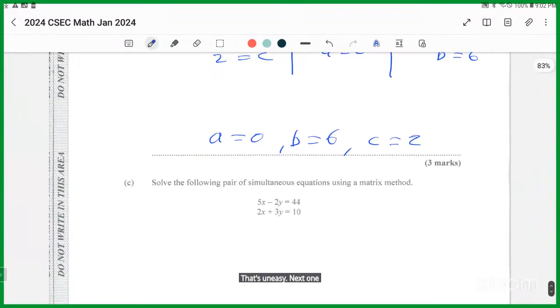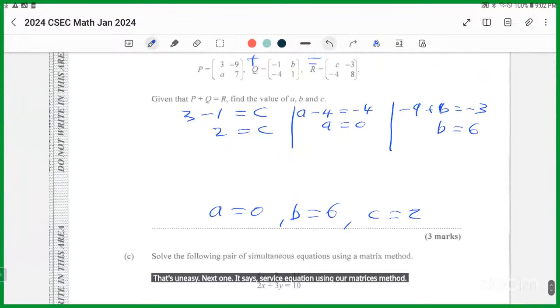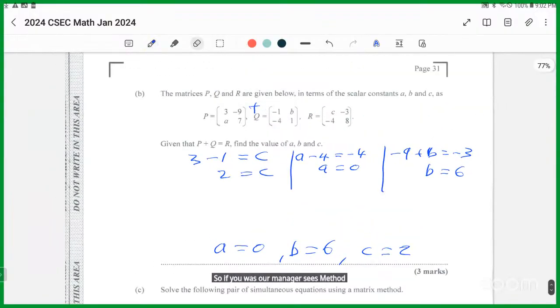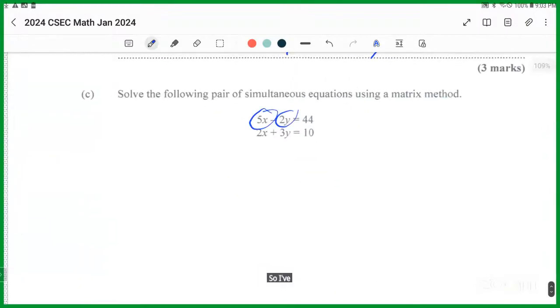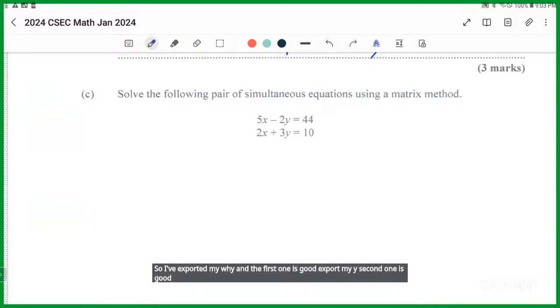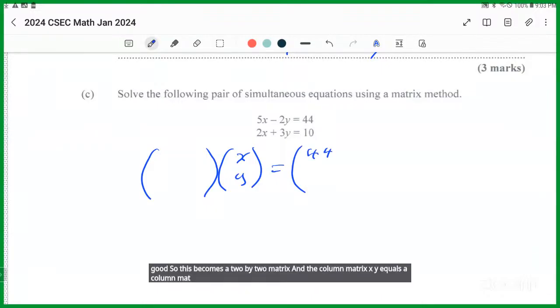It says solve this pure simultaneous equation using a matrix method. To use a matrix method, we have to first write the equation in matrix form. So we have x followed by y, the first one, and x followed by y, the second one. So this becomes a 2 by 2 matrix times a column matrix xy equals a column matrix 44, 10.